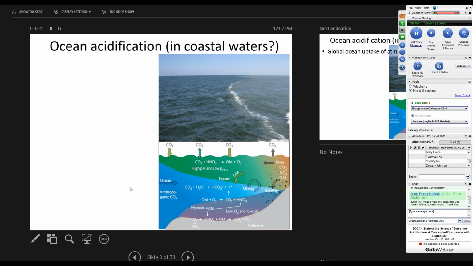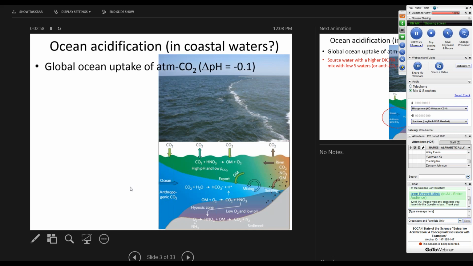All right, so what is really ocean acidification in coastal waters? There seems to be not a lot of debate about what ocean acidification is in the open ocean, but in the coastal ocean it's getting more complicated, I guess, or less defined.